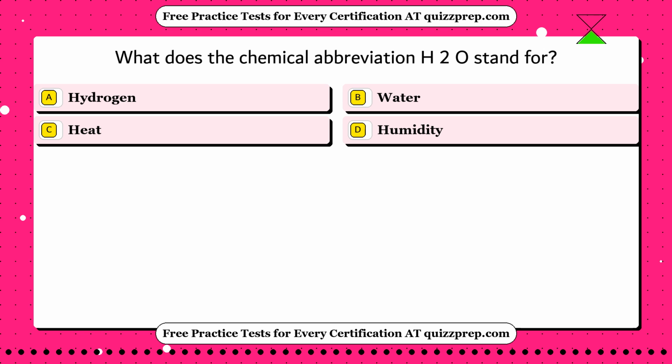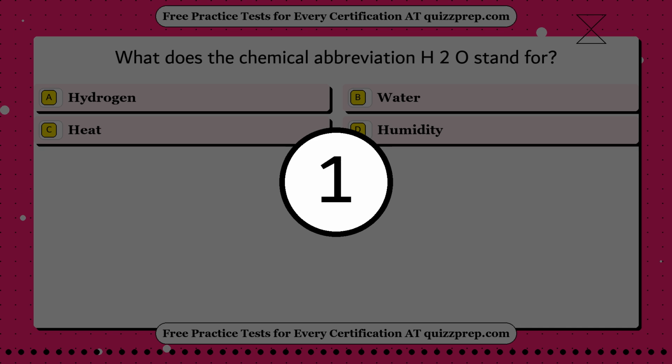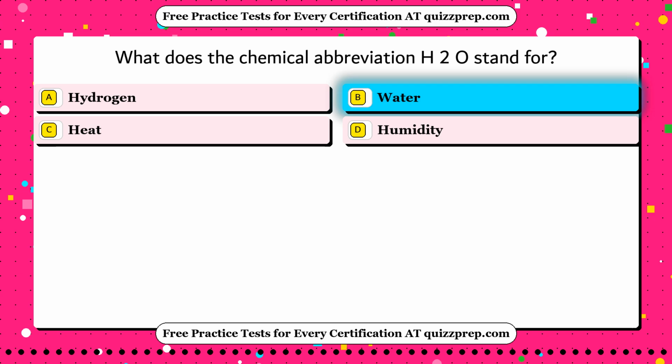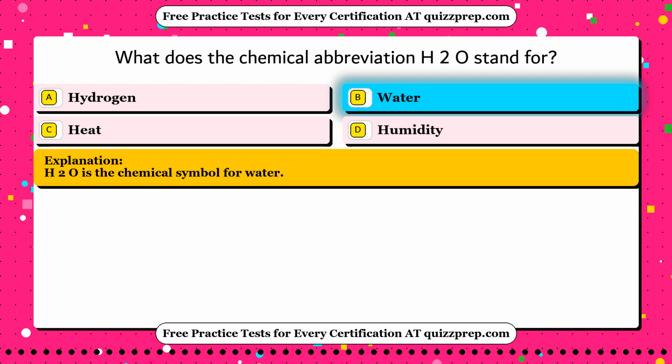Question 50. What does the chemical abbreviation H2O stand for? Option A, hydrogen. Option B, water. Option C, heat. Option D, humidity. The correct answer is option B, water. H2O is the chemical symbol for water.